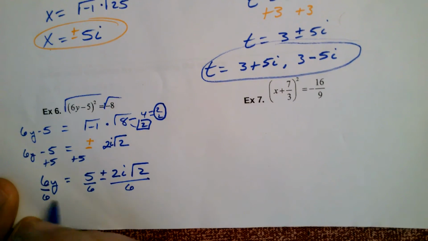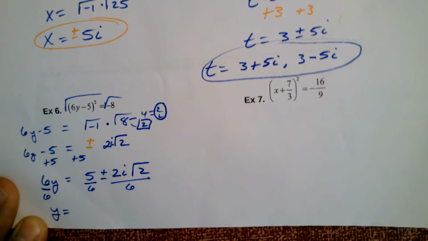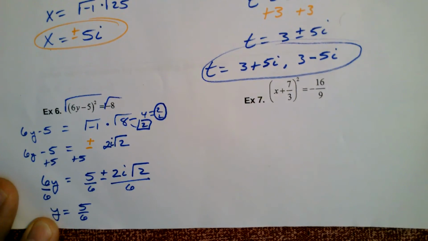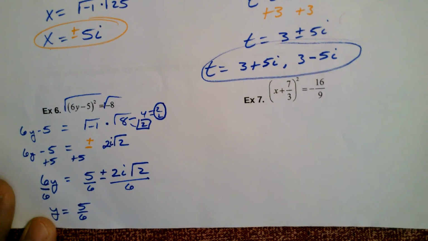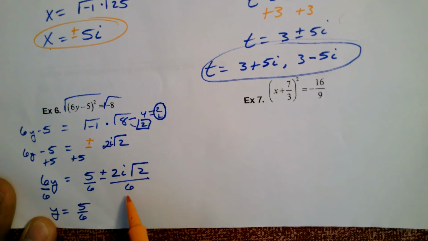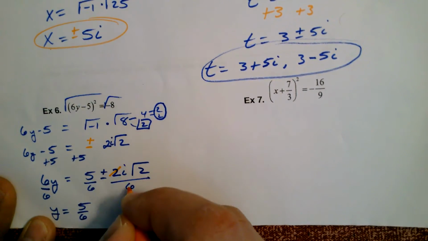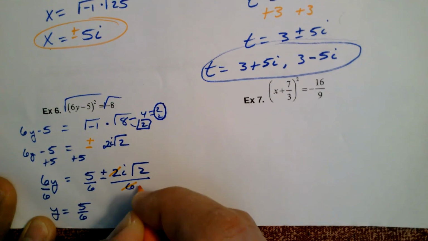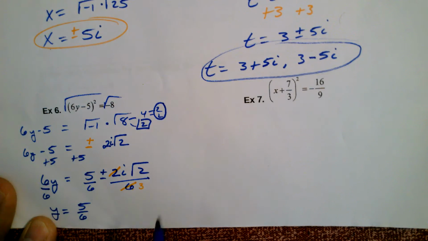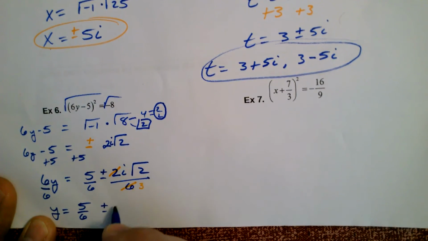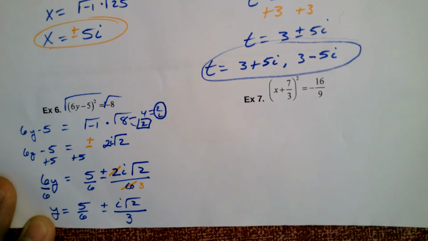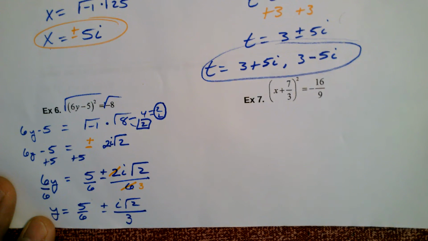Okay. So I take a look. I've got y equals 5/6. That doesn't reduce. But in this case, I have numbers on the outside that I can reduce. I have 2 and 6. So I'm going to reduce those. 2 divided by 6 reduced by 2, so I'm going to put a 3 there. And I end up with plus or minus i root 2 all over 3.